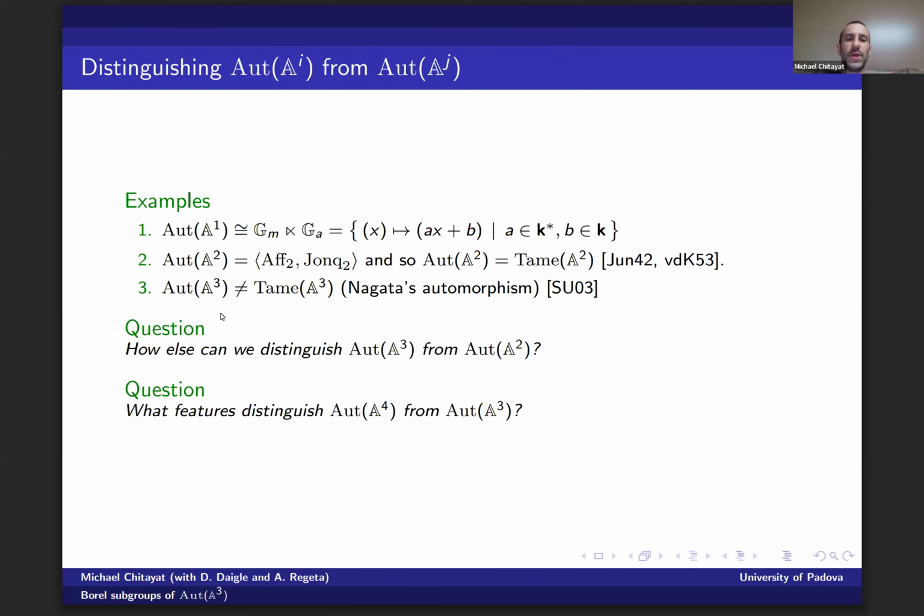So are there other ways that we can distinguish Aut A3 from Aut A2? And are there ways to distinguish between Aut A4 and Aut A3? So perhaps unsurprisingly, we will say that the answer here is yes, we do have ways, and that will make up the content of this talk.